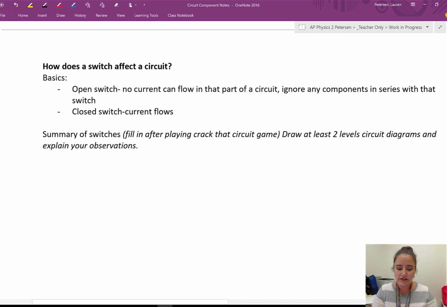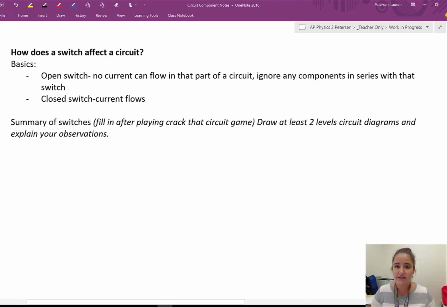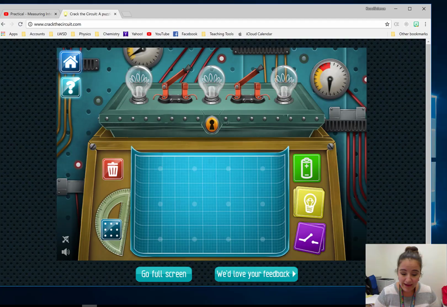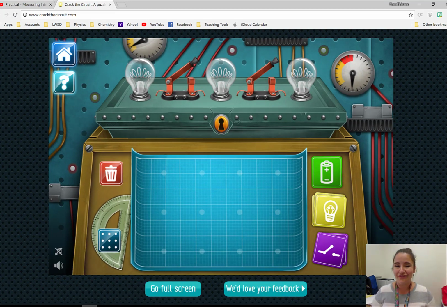Another important component of circuits is understanding how a switch affects it, okay? So if you've got a switch, it can either be open, okay? If it is open, there is no current flowing, because it can't get through. A closed switch means you have a complete circuit, and current can flow, okay? There's a really good game called Crack the Circuit that can help you figure out and make logical sense of how switches affect things in a circuit and also how things are connected.